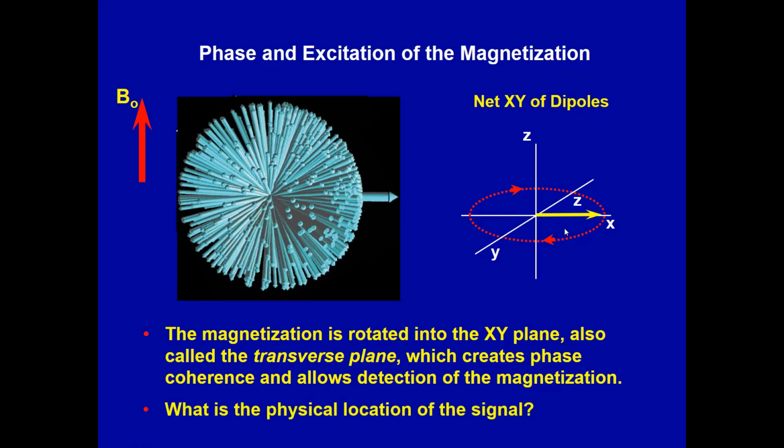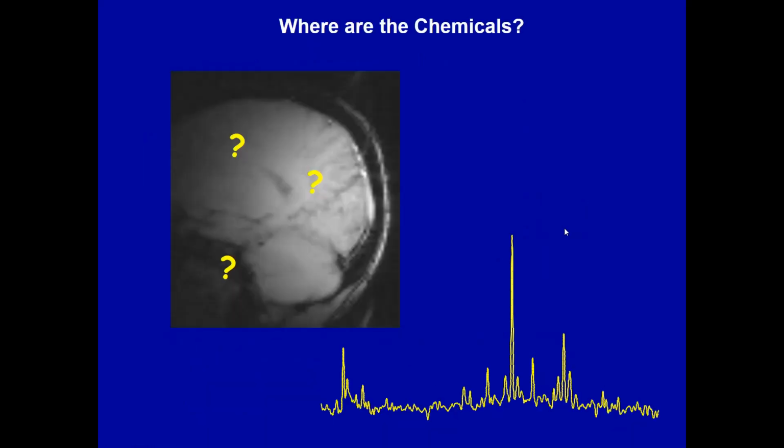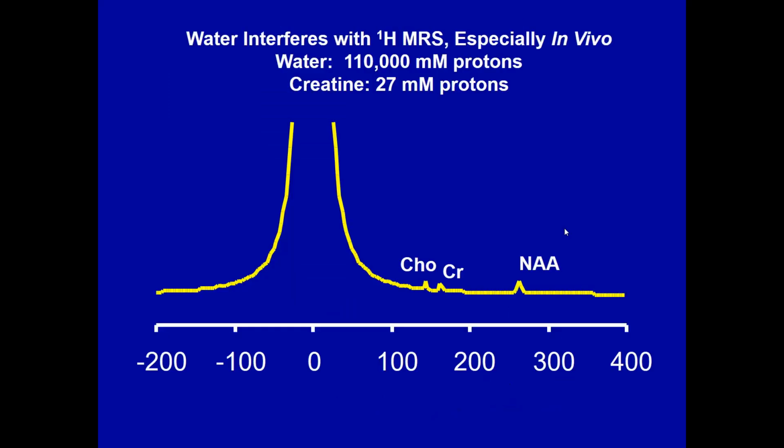But where is the signal in the sample? Where are the chemicals if we're going to study the brain? There actually is whole brain NMR spectroscopy done, but it's only on rare occasions that it's used. It's simple to implement, but you don't know where in the brain or the head the signal is coming from.